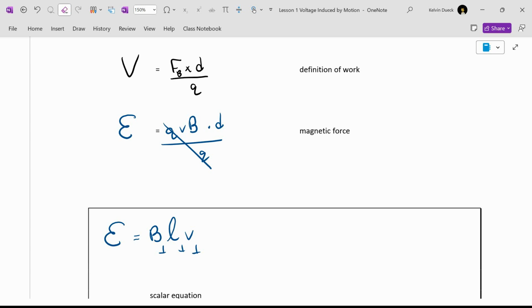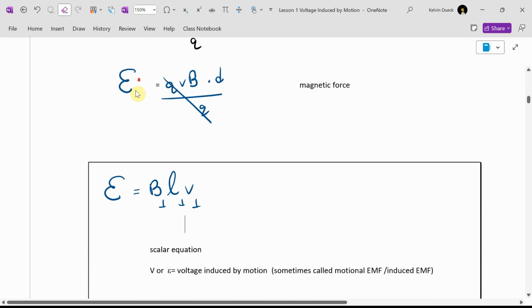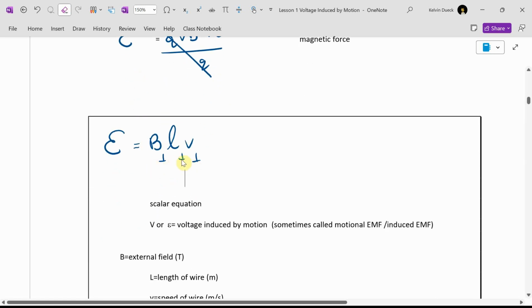Can you see where that is on your formula sheet? That should be on the next line after all the magnetic forces stuff, yes? Yeah. Why did I put the perpendiculars in?